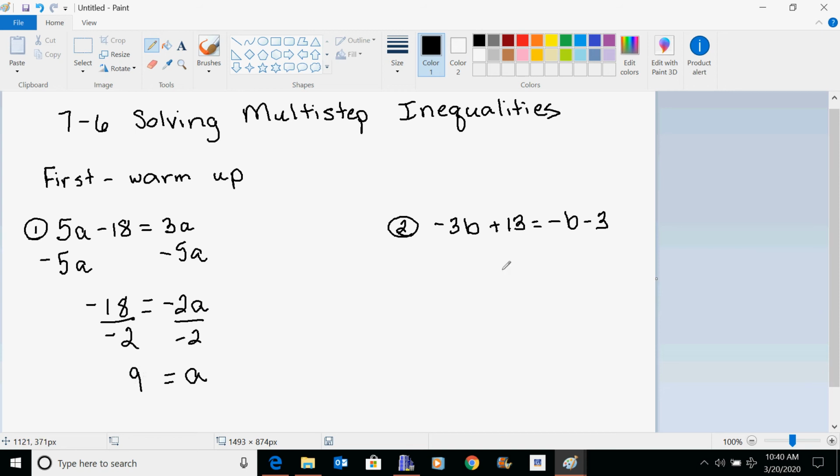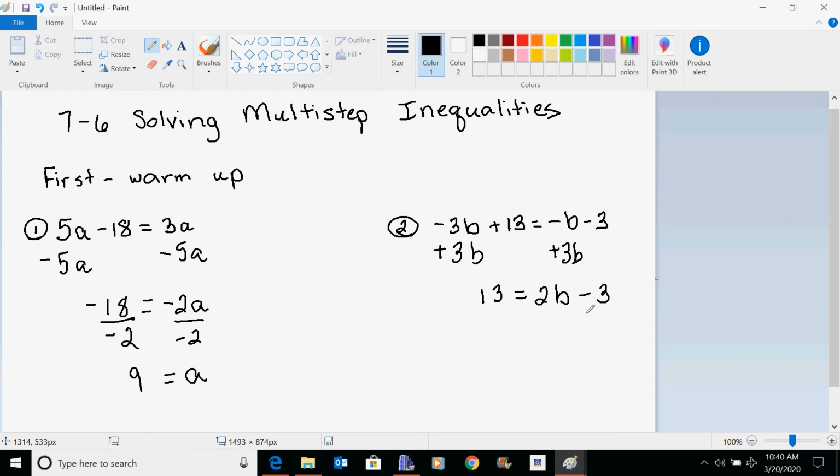And then let's handle this one. You can either move the variable to the right or you can move it to the left. That's completely up to you. I'm going to go ahead and add 3b to both sides, always remembering to do the same thing to both sides. And so I have 13 left over here. Negative 1b plus 3b gives you 2b.